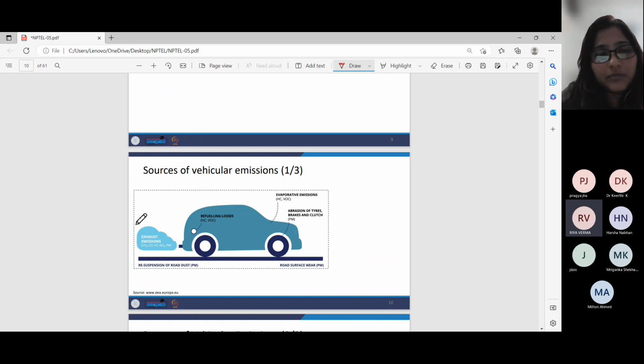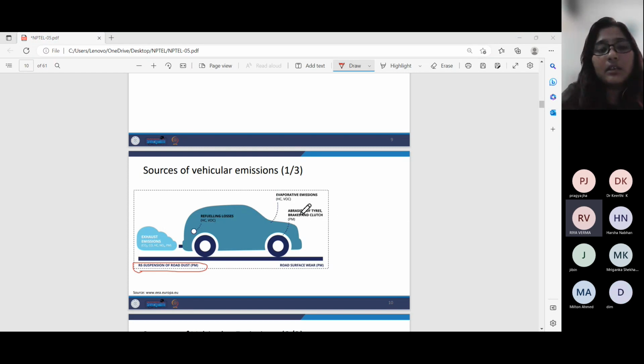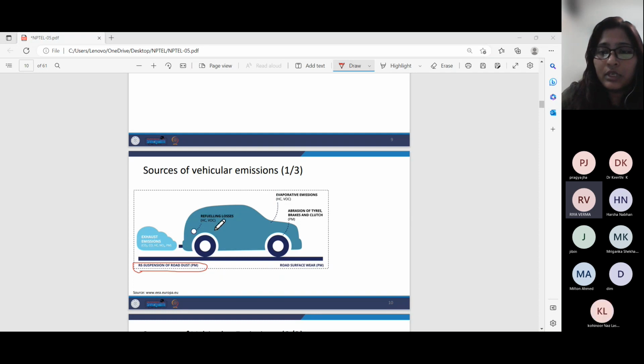So first is the resuspension of road dust. That is the dust that is already there on the road surface when the vehicle moves. When the vehicle moves, the dust that has settled on the surface of the road gets disturbed, so the road dust gets resuspended in the environment. That is also a source of particulate matter. Next is road surface wear due to the friction between the surface of the road and your tires. That is also a source of particulates.